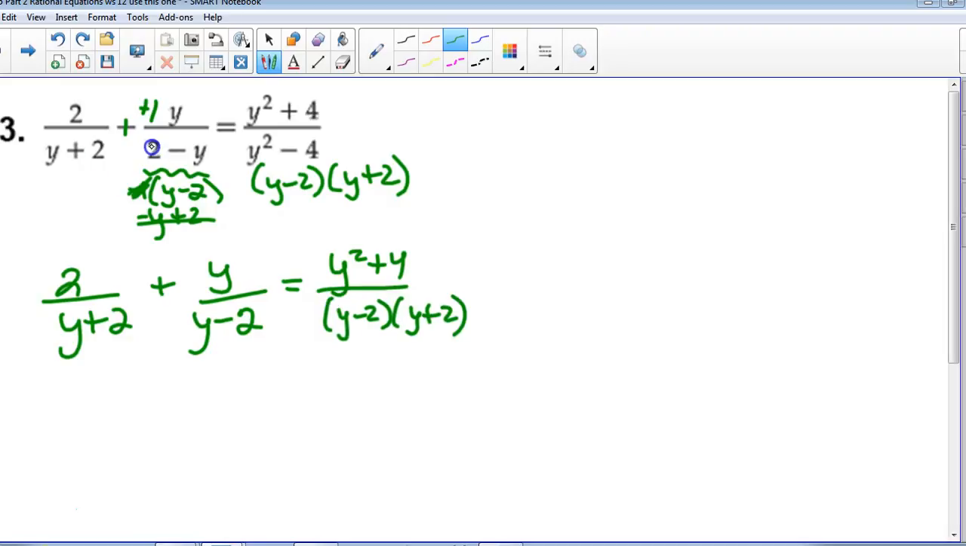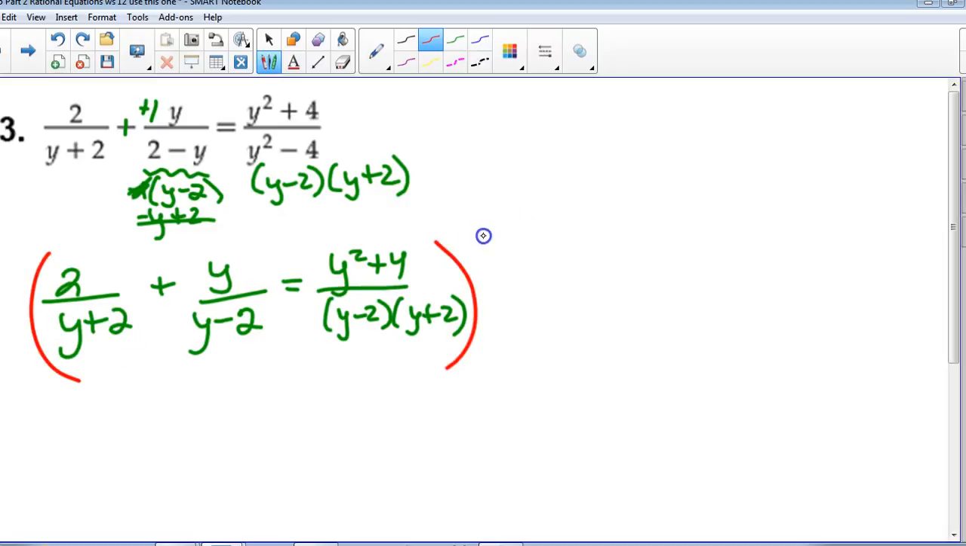All I did was basically multiply top and bottom by a -1. Does that help you think of it that way? So that this became plus y, and this became a +y and a -2. Just so that the common denominator works out better. All right, what are we going to multiply through by?